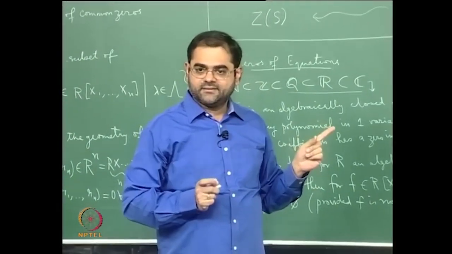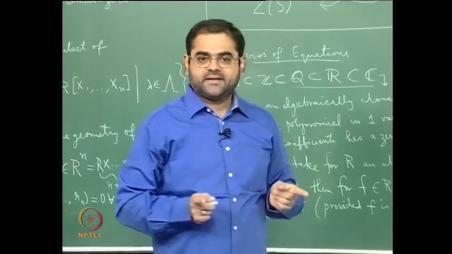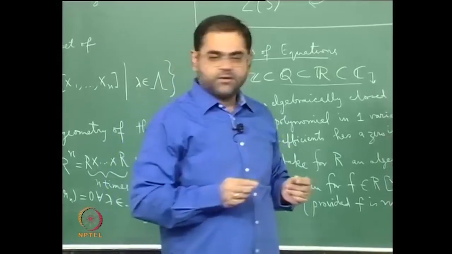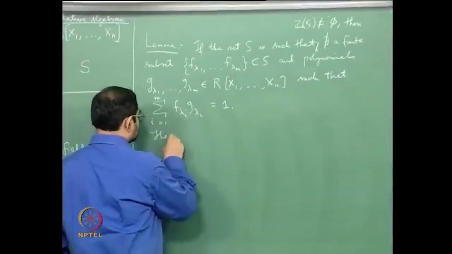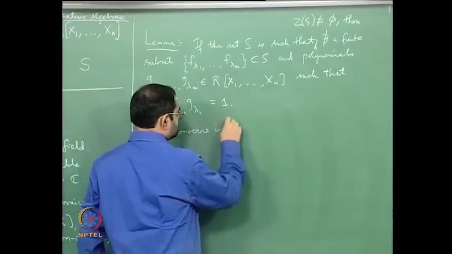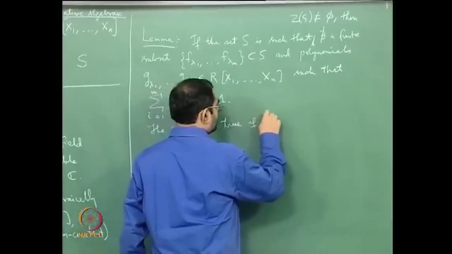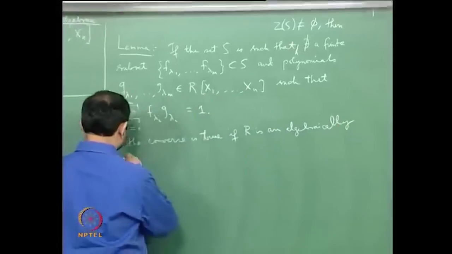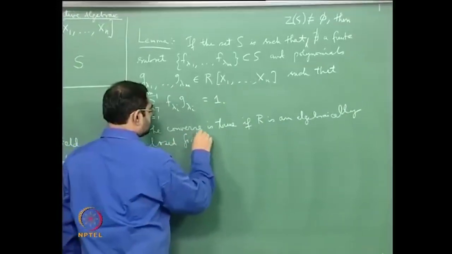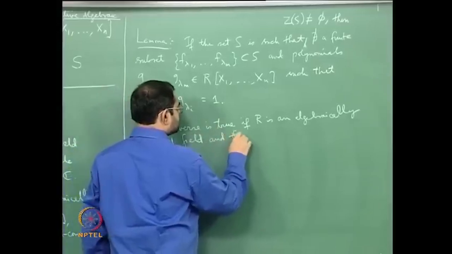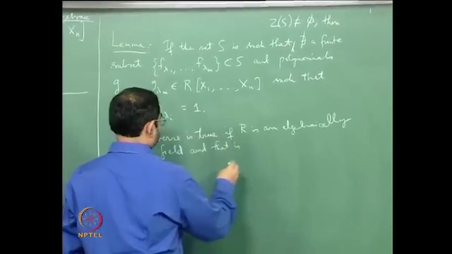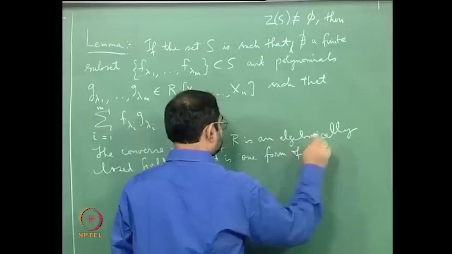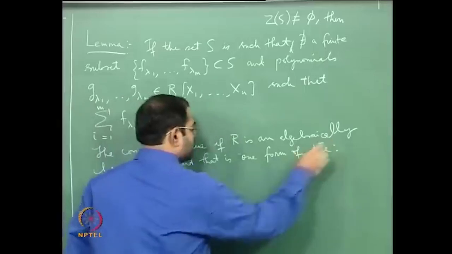But the converse to this holds when the ring is an algebraically closed field, and that is one form of the Hilbert Nullstellensatz. So let me write that the converse is true if R is an algebraically closed field, and that is one form of the Hilbert Nullstellensatz.